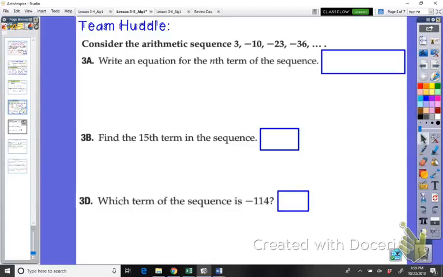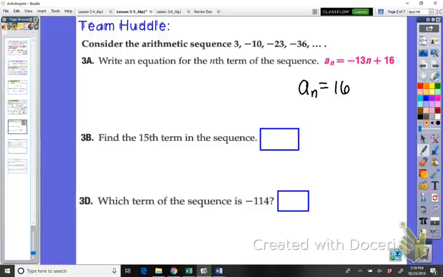All right, so the answer, write an equation for the nth term of the sequence. So that answer is a sub n equals negative 13n plus 16. So the common difference there was negative 13, and the first term was 3. And then you have to distribute the negative 13 and then combine like terms. Keep in mind you can also have this answer as a sub n equals 16 minus 13n by the commutative property, so that's also correct.